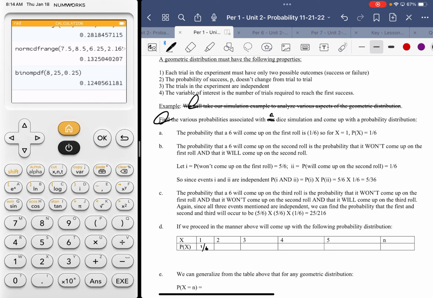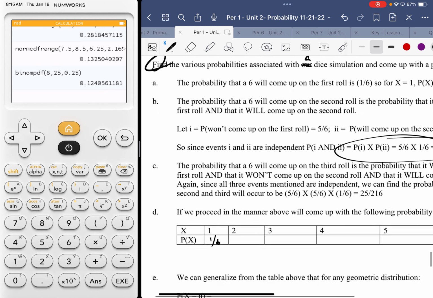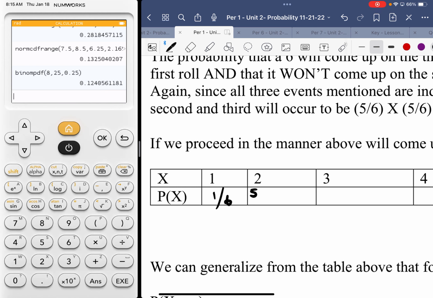The probability that a 6 will come up on the second roll is the probability that it didn't come up on the first one, and then it came up on the second one. So that is established here, where I got something other than a 6 on the first roll, 5 out of 6 probability, and then I got the 6 on the second roll, 1 out of 6 probability. So that's 5/6 times 1/6, which is 5/36.